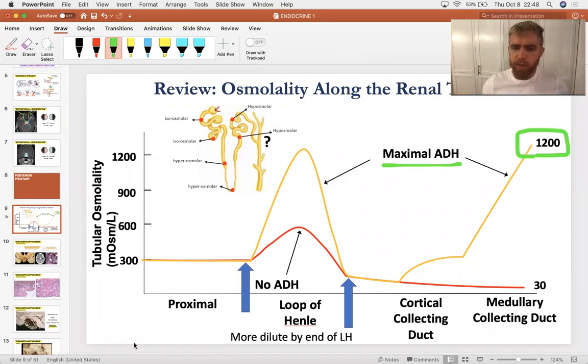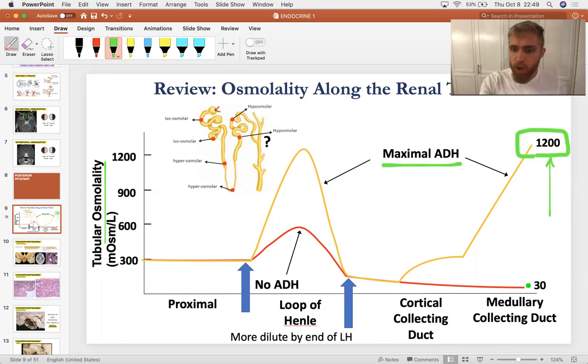Take a good look at this. Absolutely the picture that you need to bring into your mind every single time you ever see ADH anywhere. This is courtesy of Dr. Augustiniak, my physiology professor. Really great material here. Understand that when you've got a lot of ADH, you are producing a tiny, tiny amount of highly concentrated urine. On the y-axis here, we've got tubular osmolality. And look, it's like 1,200. That's 4 times that of blood whenever you've got maximal ADH secretion.